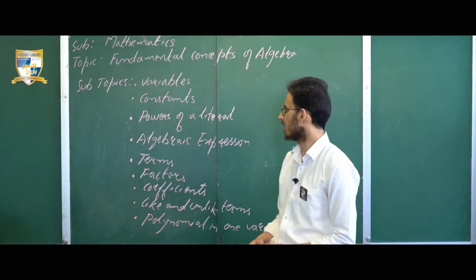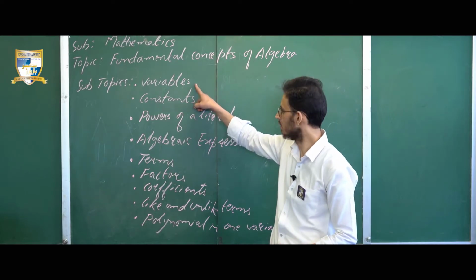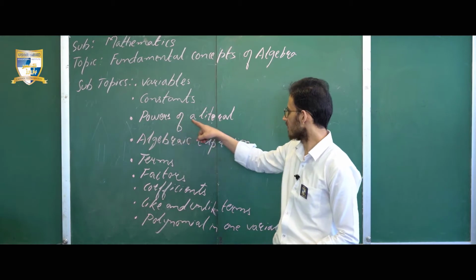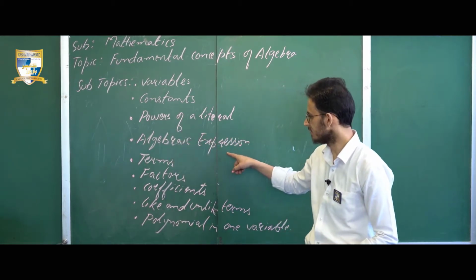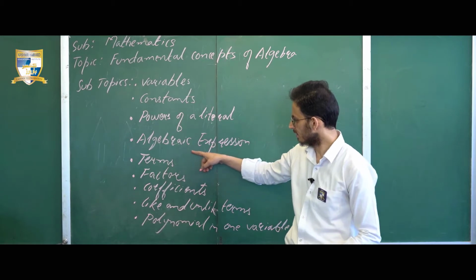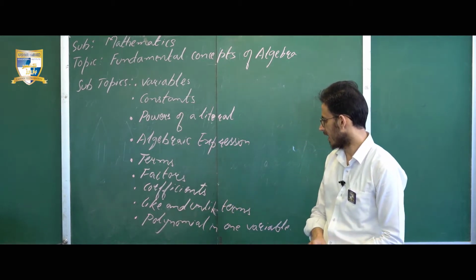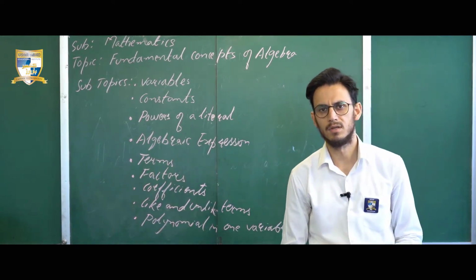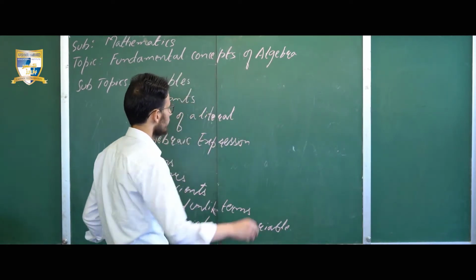And the terms are, we will come to know about what is variable, what is constant, what are powers of literal, then we will come to know about algebraic expression, then terms, then factors, then coefficients, like and unlike terms, and lastly we will come to know about polynomial in one variable. So let's start with the word algebra.